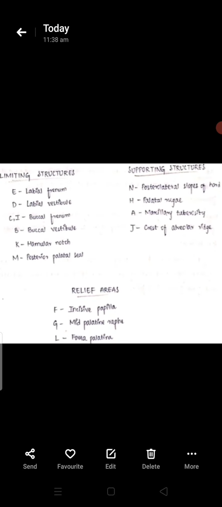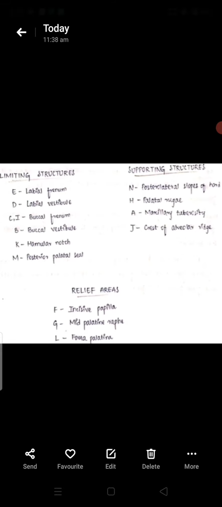Now come to the relief areas. Relief areas are those areas where we should trim the denture so that there is no compression of those areas, because these areas have glands, nerves, and blood vessels. Again, for easy remembering, we divide the relief areas, like the limiting structures, into anterior, middle, and posterior.